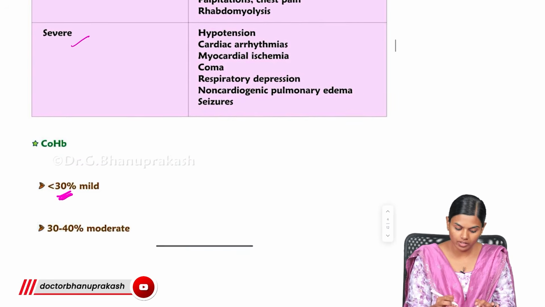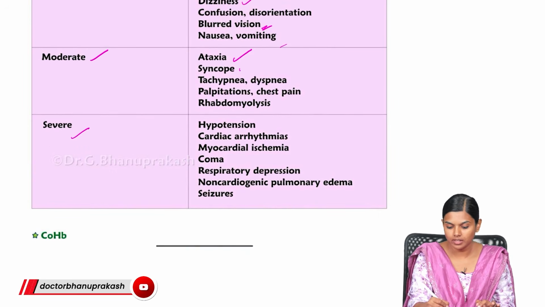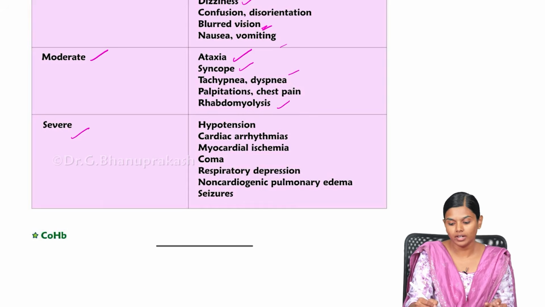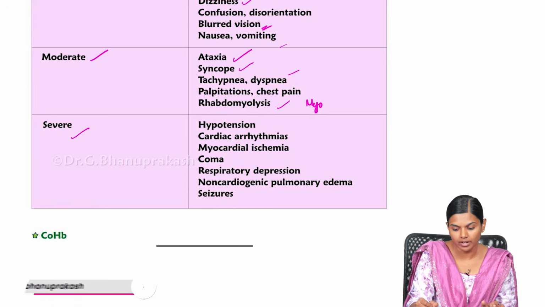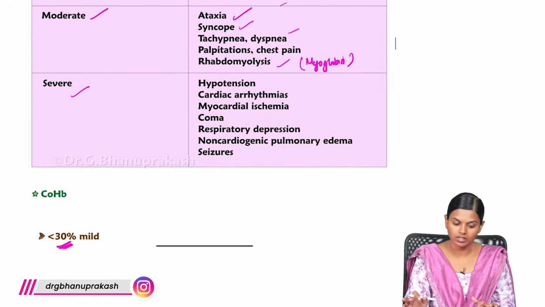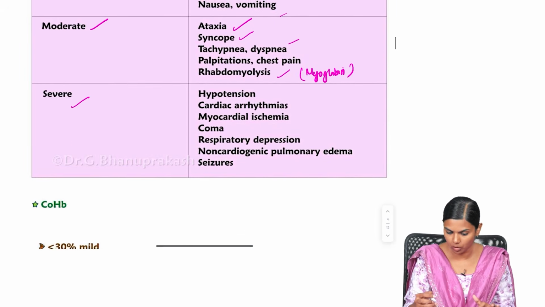When it increases to 30 to 40%, you will get ataxia, syncope, tachypnea and rhabdomyolysis, because it will attach to myoglobin also, not just hemoglobin. Because of that, you get rhabdomyolysis. Severe poisoning is when there is more than 40% carboxyhemoglobin.